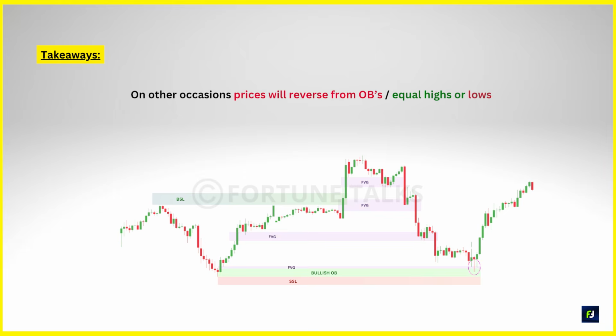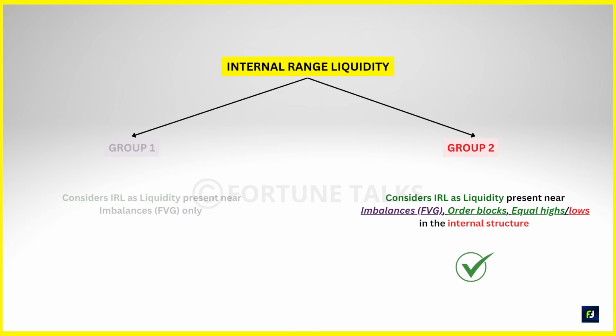Now, this is the reason why I have stated that I belong to the second group who also considers order blocks, equal highs or lows, etc. as internal range liquidity alongside fair value gaps or liquidity voids. But obviously, having an imbalance like a fair value gap or liquidity void is crucial.